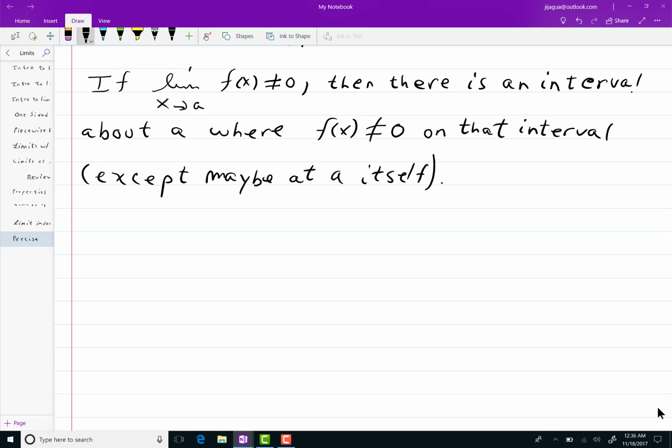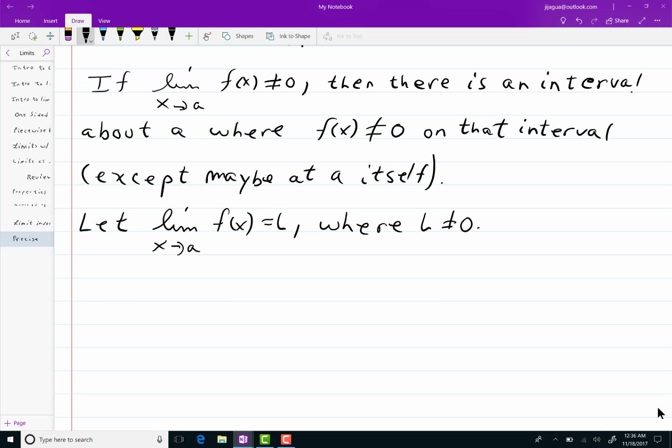So let's say that's not an infinite limit either. This is a finite limit. So it's the beginning of the proof. Let the limit as x goes to a of f of x equal L, where L does not equal 0.